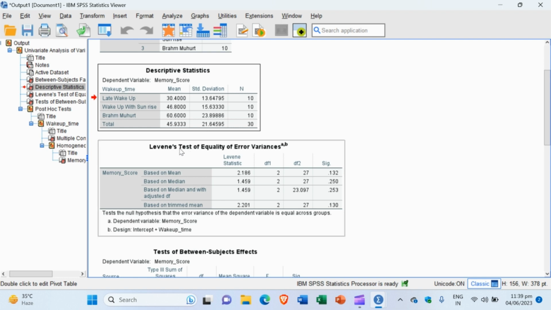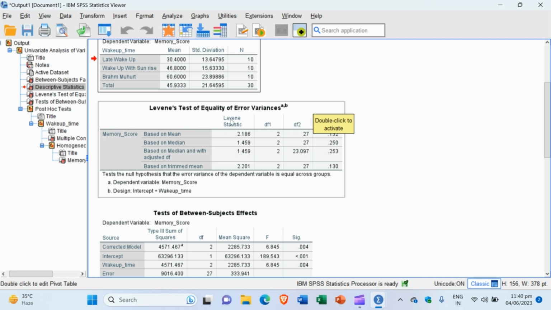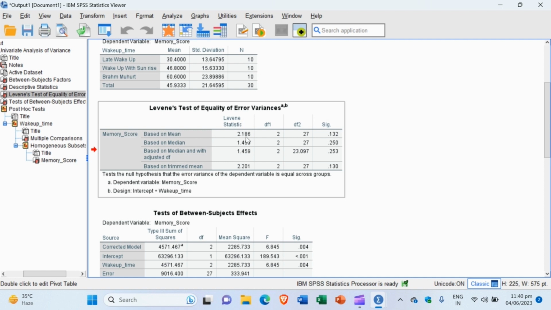And Levene's test checks the homogeneity of the variance. It is a very important test, since we know that for using ANOVA or a post hoc test, we should first check the assumptions. Levene's test checks whether the groups are homogeneous or not. In this table for Levene's test, memory score is given here, and the Levene statistic based on the mean is 2.18, and based on the median is 1.45, and other values are given here.